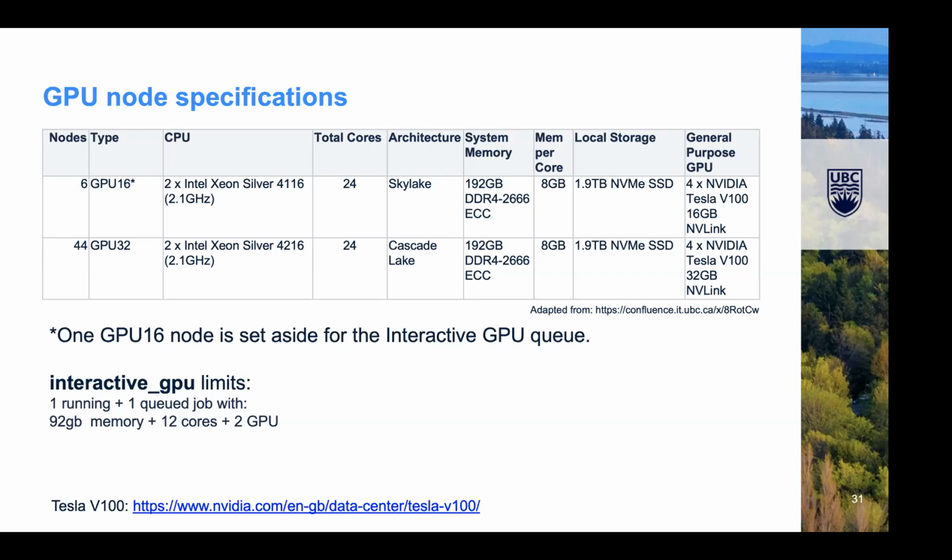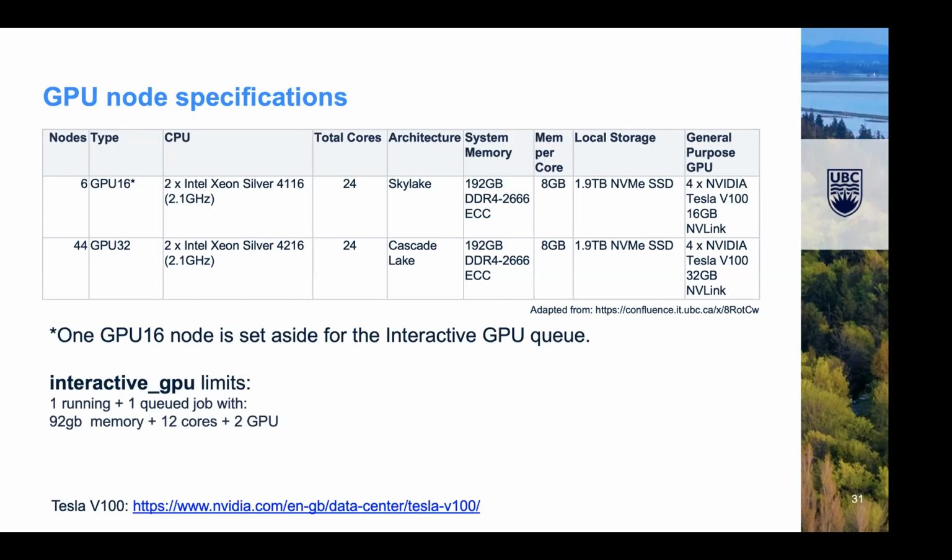So with that little disclaimer out of the way, we'll talk about the GPUs that are available on Sockeye. We have a total of 200 GPUs across 50 nodes. 44 of those nodes contain 32 GB RAM GPUs. So as I talked about in that very rudimentary architecture slide earlier, those GPUs have 32 GB of GPU memory. We have an additional 6 nodes with 16 GB of memory.